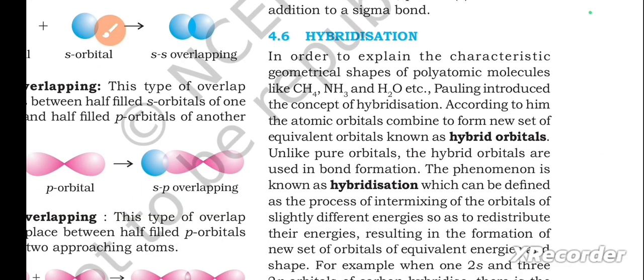Next is hybridization. In order to explain the characteristic geometrical shapes of polyatomic molecules like CH4, NH3 and H2O, etc., Pauling introduced the concept of hybridization. According to him, the atomic orbitals combine to form new set of equivalent orbitals known as hybrid orbitals. Unlike pure orbitals, the hybrid orbitals are used in bond formation.